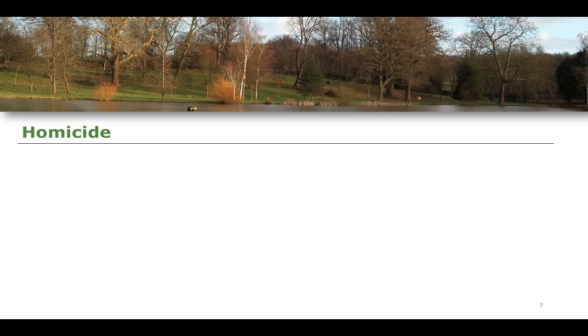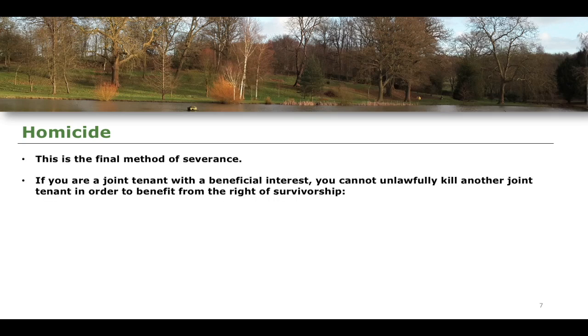The final method of severance is therefore homicide. This final method of severance essentially tells us that if you are a joint tenant with a beneficial interest, you cannot unlawfully kill another joint tenant in order to benefit from the right of survivorship. Remember, under a joint tenancy, the right of survivorship will apply, and it will inform us that where there is the death of one of the joint tenants, the other joint tenants may take up the right of surviving through that property, essentially the right to take up that property.